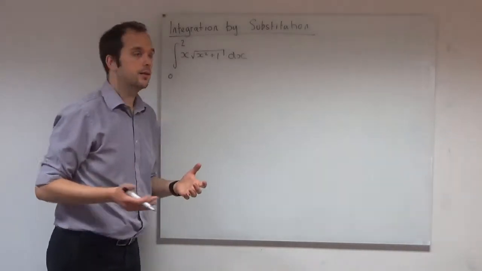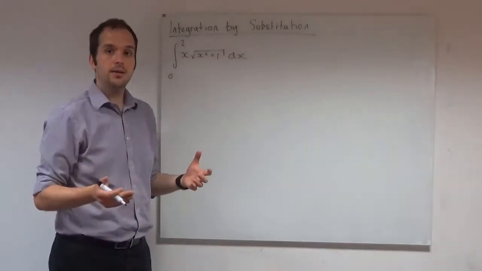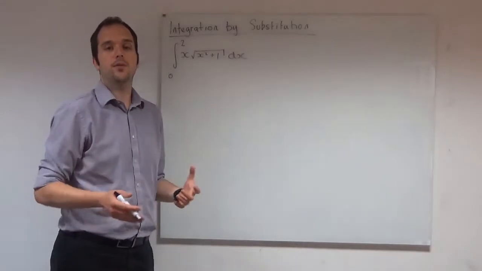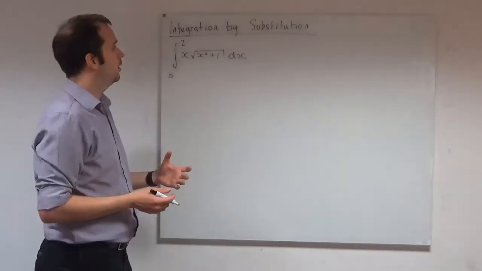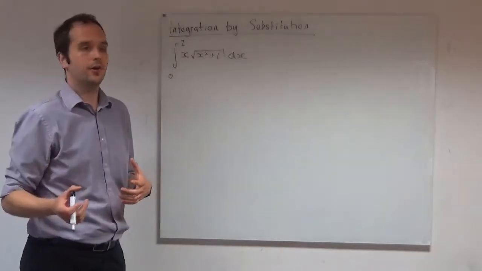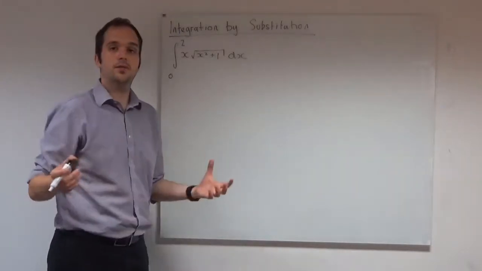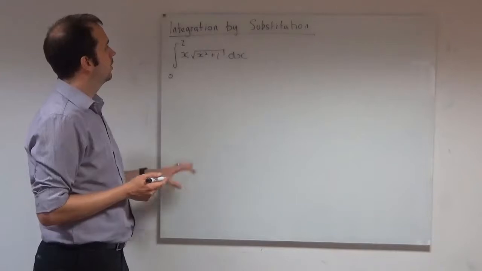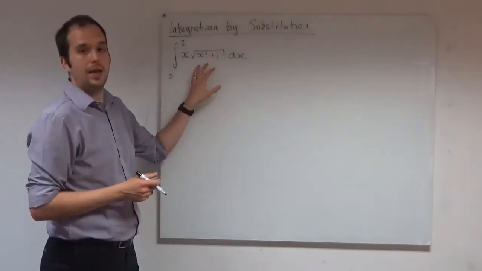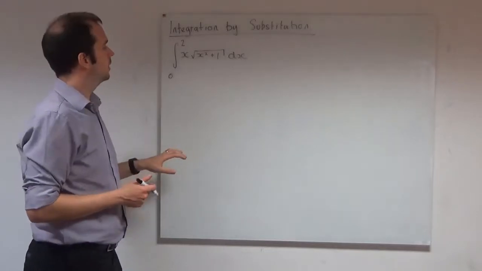So let's try it. What you'll find in real life situations is you have to try different methods to solve an integral. Sometimes you'll try substitution and it won't work. Sometimes you have to do integration by parts. Sometimes you have to do a mixture of the two. It's just a bit of trial and error. So let's try substitution here.